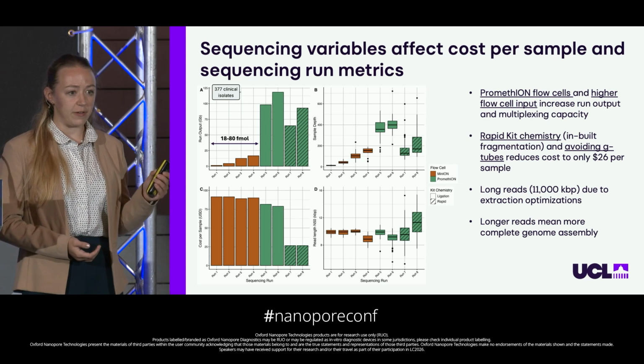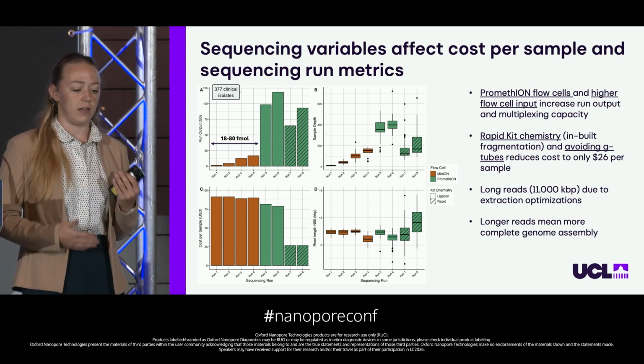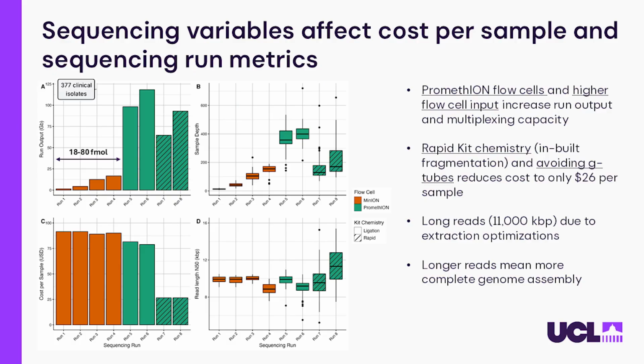So here's a series of 8 runs that we performed using our clinical samples, making further optimizations along the way. We present various run metrics like the run output, sample depth, the cost per sample, and the read length measured by N50. In our first 4 runs, where we were just using the MinION flow cells and the ligation chemistry, those are the orange bars, we were mainly optimizing and pushing the flow cell loading input up to 80 femtomoles, and you can see that we really got a big increase there.